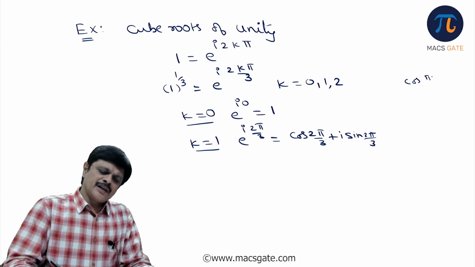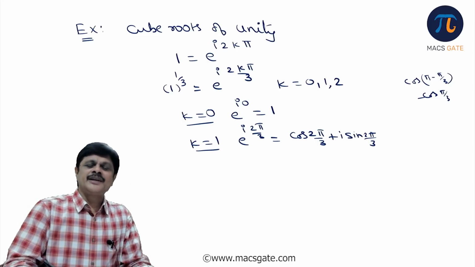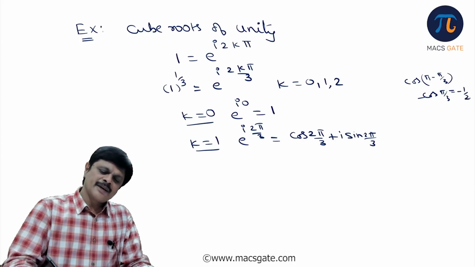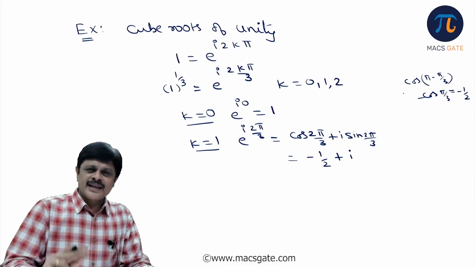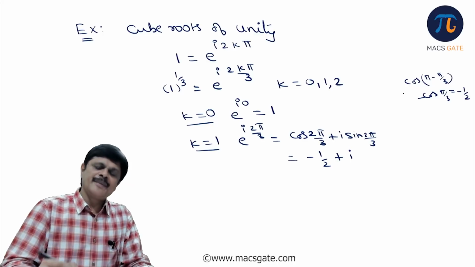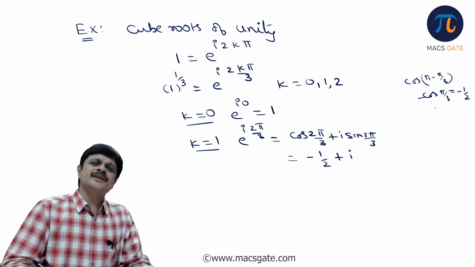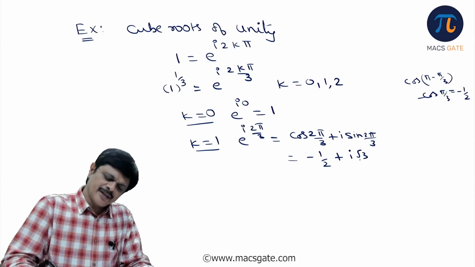You can do it like cos(π − π/3), because 3π/3 minus π/3 means 2π/3. Cos remains cos, but in the second quadrant cos is negative, so you get minus cos π/3. Cos π/3 is how much? There is a minus sign, so it is minus half. So this is minus half plus i times sine. Similarly, in the second quadrant sine is positive, so you get sin π/3, which is root 3 by 2. So this is root 3 by 2.